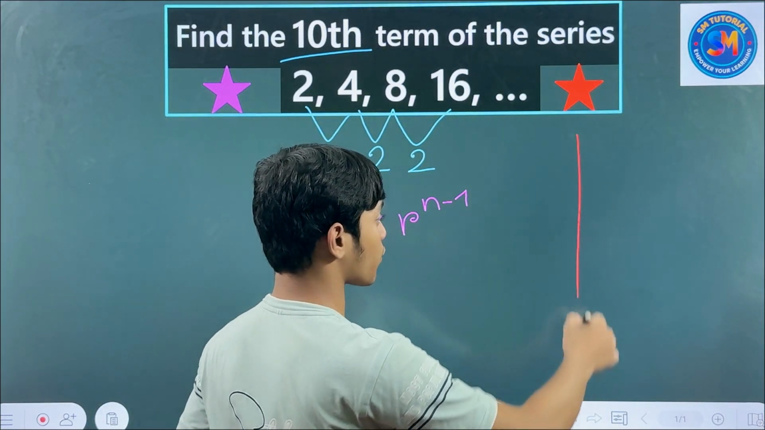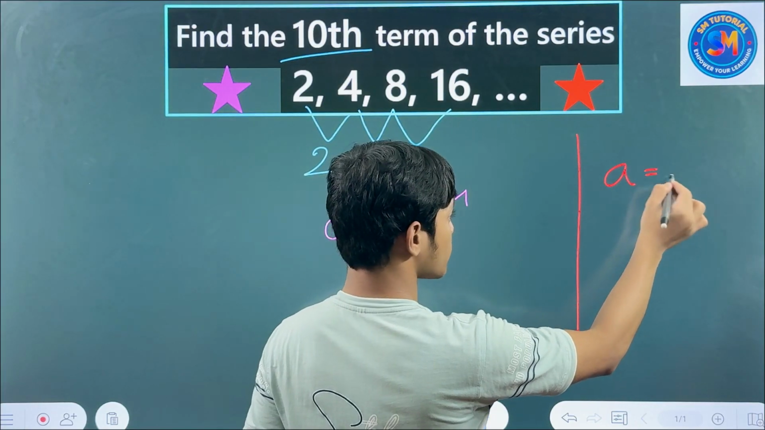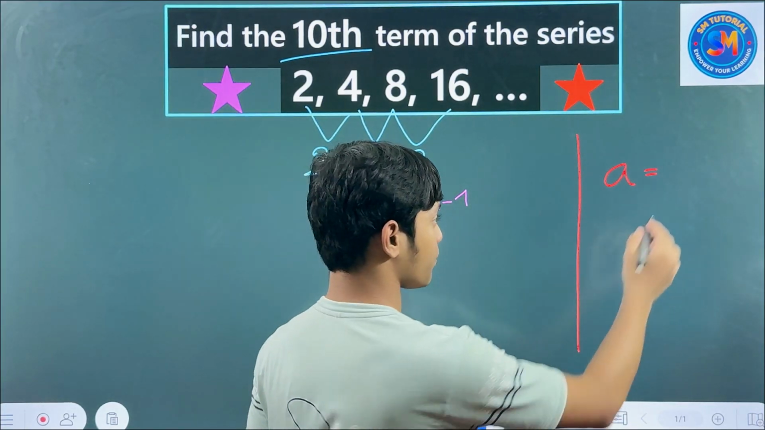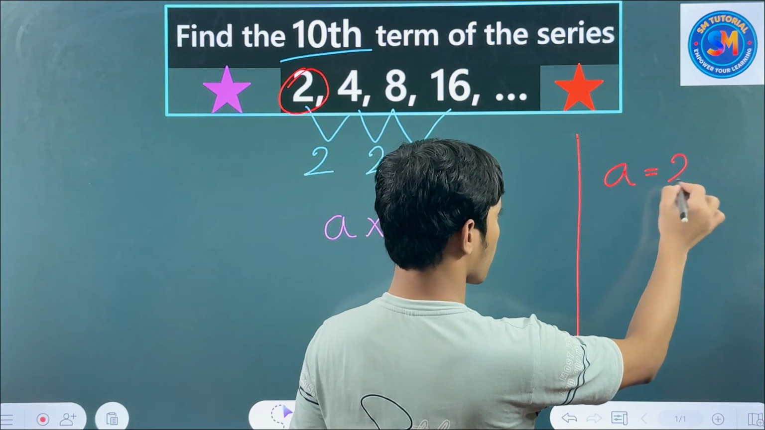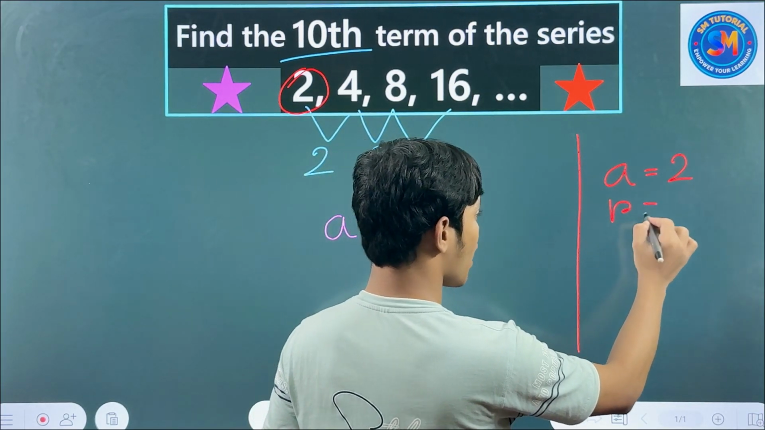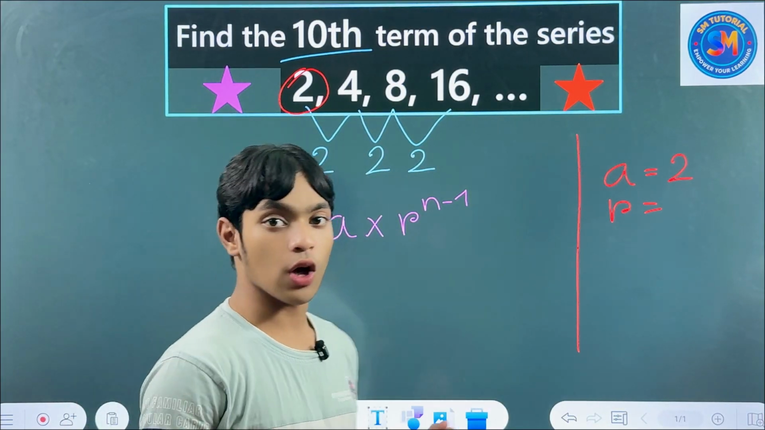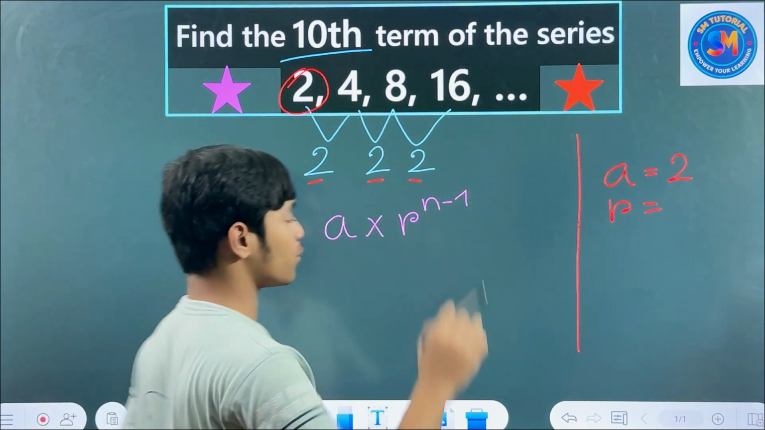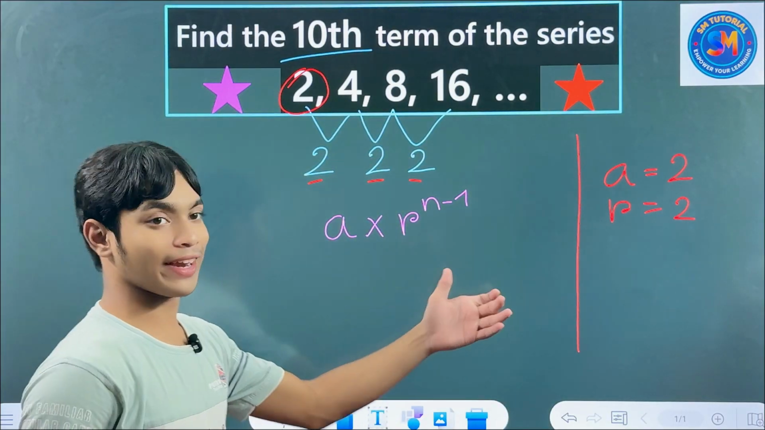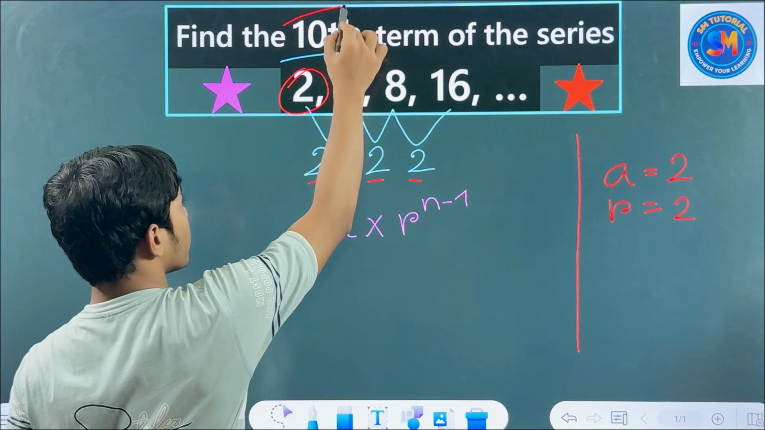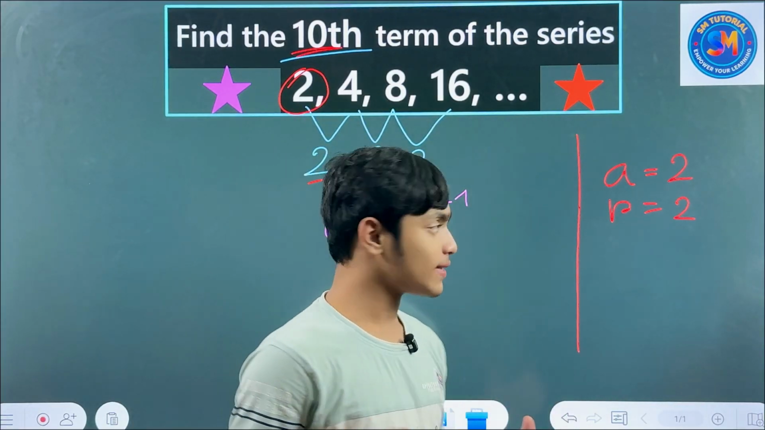First, let's write what these are. A is the first term, that means 2. Then we have R, which is new, and R means the ratio. We got 2 here, so 2 is our ratio. And then we have N, which is our term number, so that is 10.